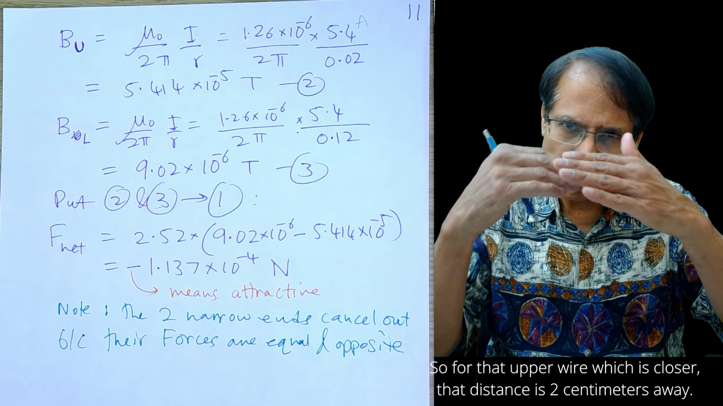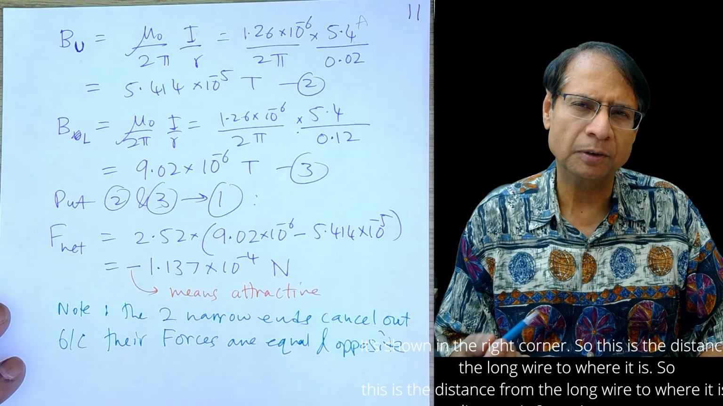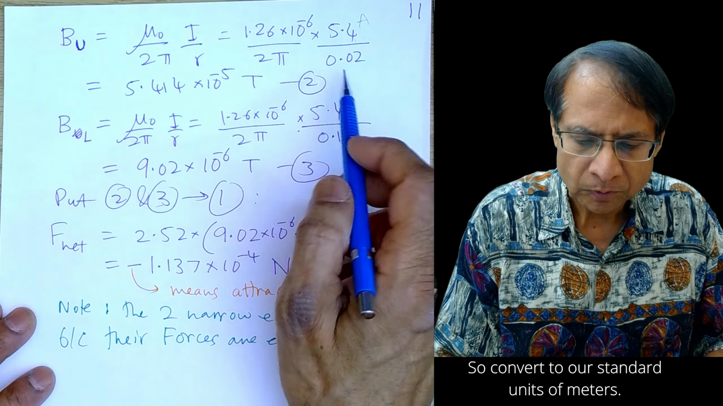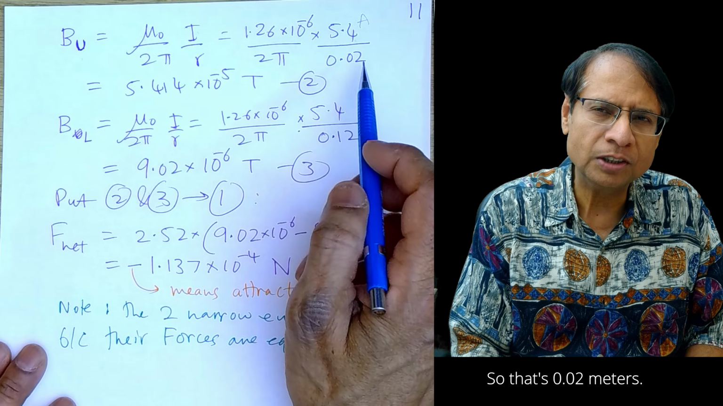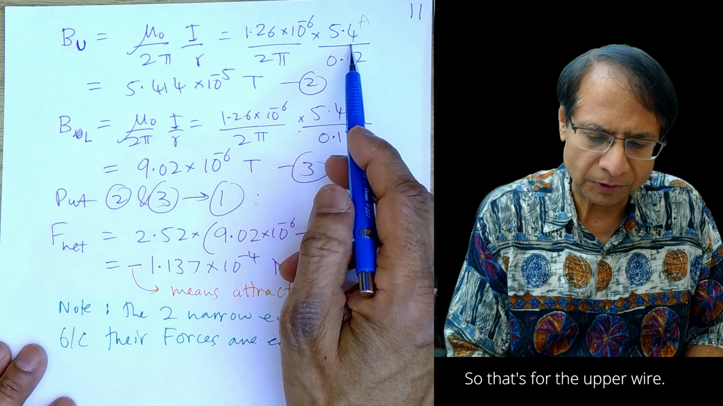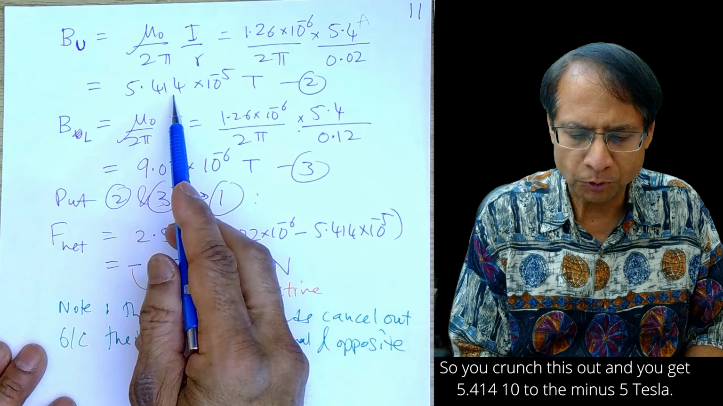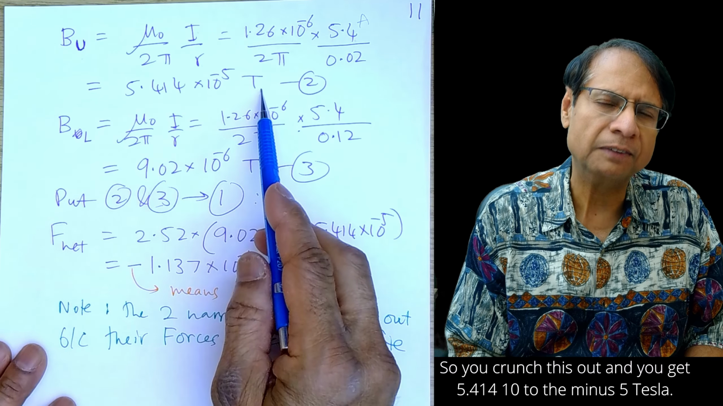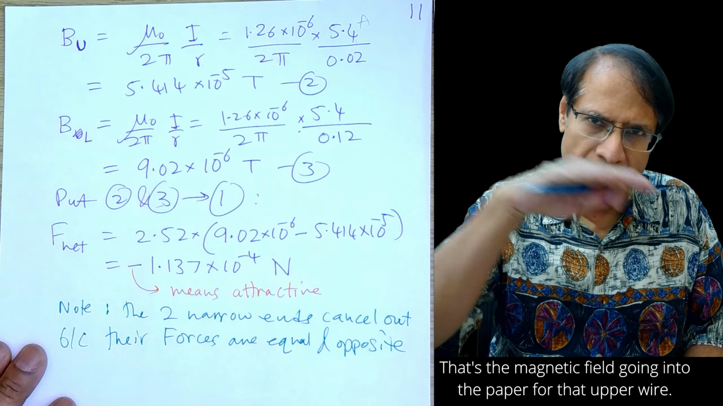For that upper wire, which is closer, that distance is 2 centimeters away. It's shown on the figure. Convert to our standard units of meters, so that's 0.02 meters. That's for the upper wire. You crunch this out and you get 5.414 times 10 to the minus 5 Tesla. That's the magnetic field going into the paper for that upper wire.